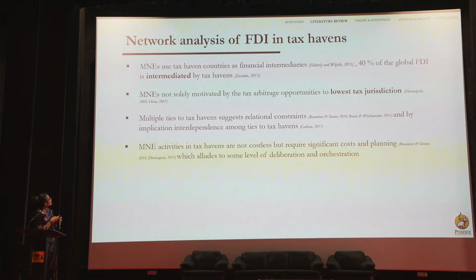So what happens when you do network analysis of FDI in tax havens? You find that MNEs use tax haven countries as financial intermediaries, and it is not a small amount because, as you can see, about 40% of foreign direct investments globally is routed through tax havens, and this is disclosed data, right? A lot of the rerouting that happens is also not disclosed, so the actual number is much higher than this 40% that I've depicted here.